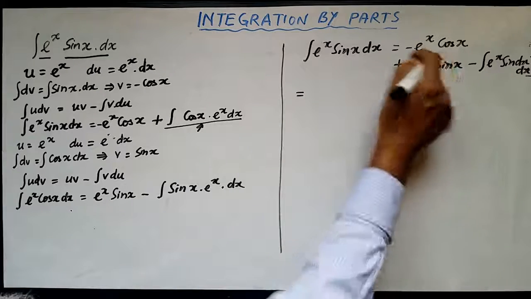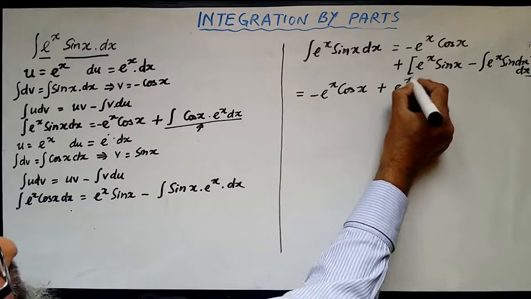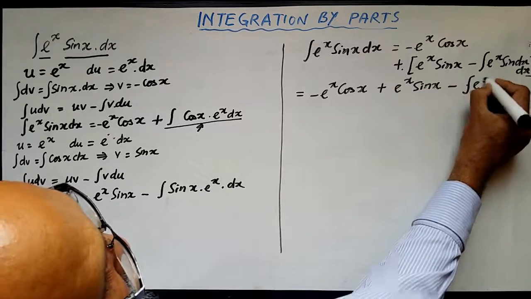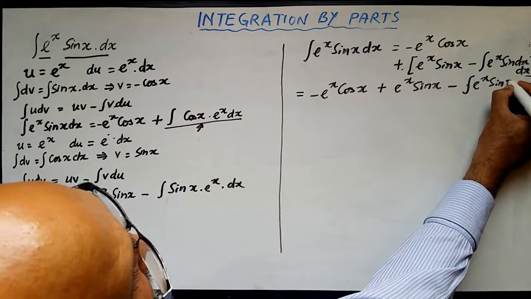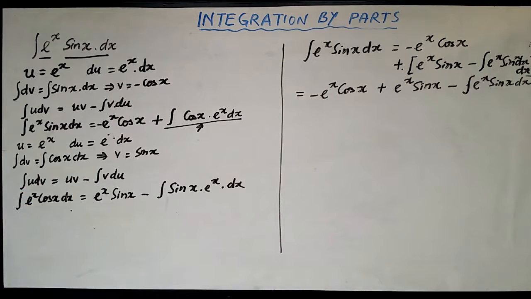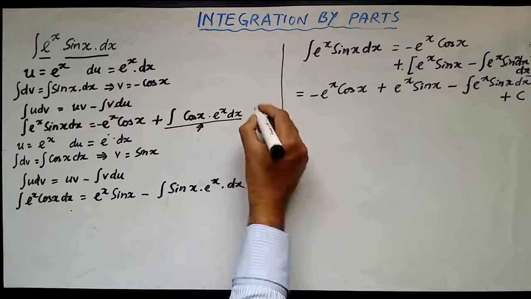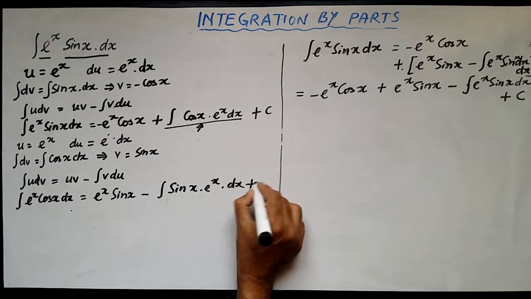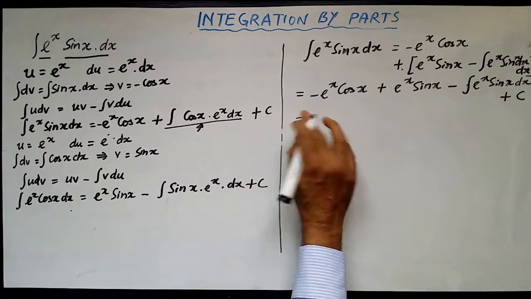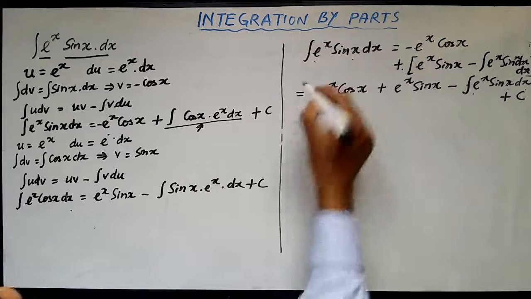So if we remove the brackets, we get minus e to the power x cosine of x plus e to the power x sine of x. Plus and minus becomes minus integration of e to the power x sine of x dx. Okay, and we have the constant of integration of two integrations. We have a constant of integration here and we have a constant of integration here. We can group this together as one constant of integration here. So now we see that we have e to the power x sin x dx here and e to the power x sin x dx here. So we can take this to this side.